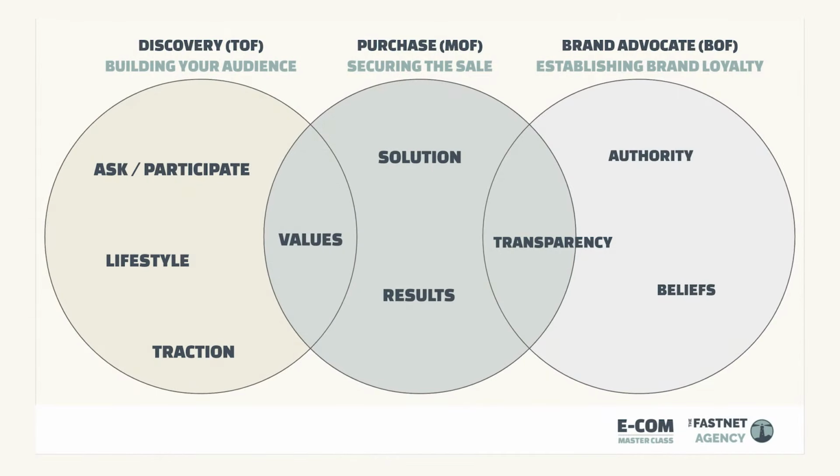So the final piece of this puzzle, final circle, bottom of your funnel, is our brand advocate, bottom of funnel content. So this is normally around authority and beliefs with a little bit of transparency thrown in there as well. And we are going to get all of this information from the hard work that you've put into your unique value proposition, okay? So whatever you've put in there, and if you haven't put enough in there, this is your time to work on it, is what's going to be included in that bottom section.